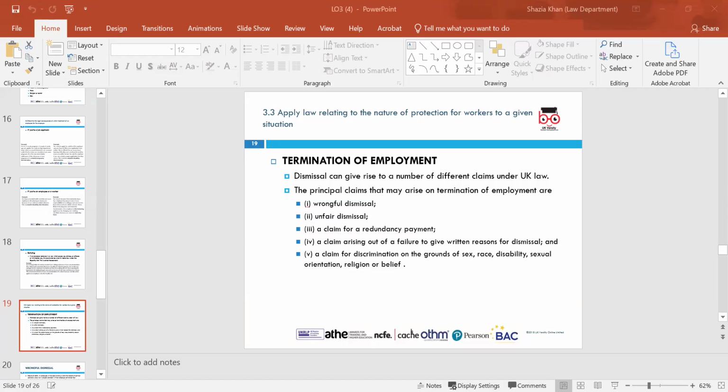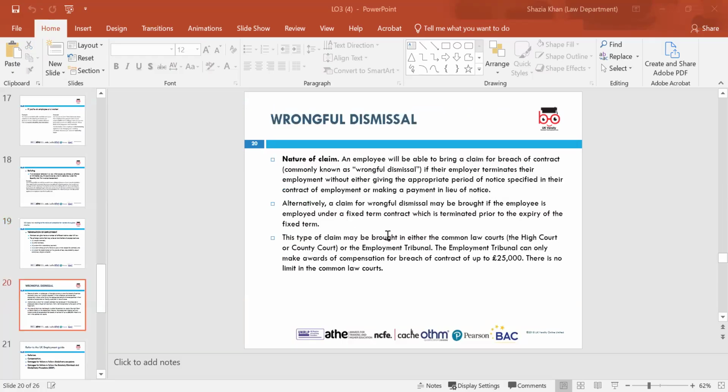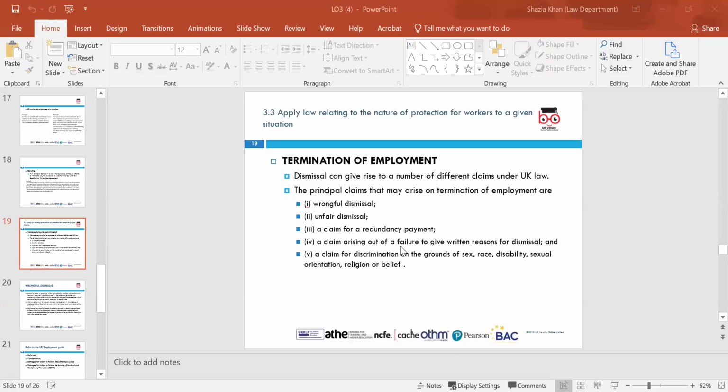Depending on the circumstances, there are different ways of dismissing. The principal cases that may arise on termination of contract are wrongful dismissal, unfair dismissal, a claim for redundancy payment, a claim arising out of failure to give written reasons for dismissal, or a claim for discrimination on the grounds of sex, race, disability, sexual orientation, religion, or belief.